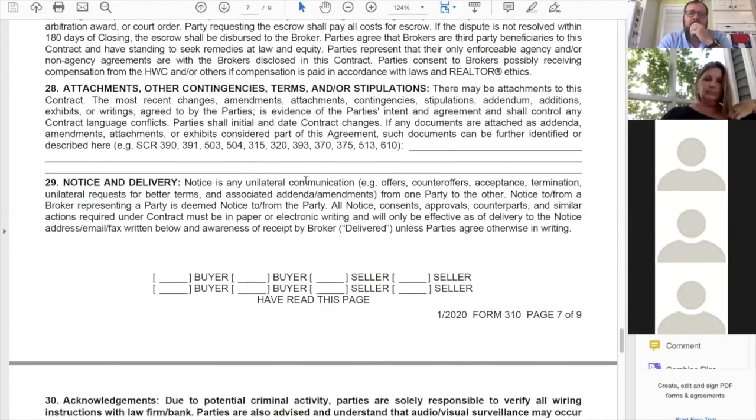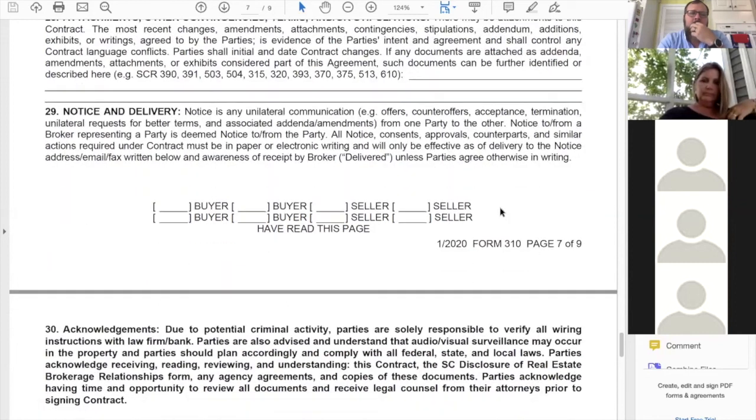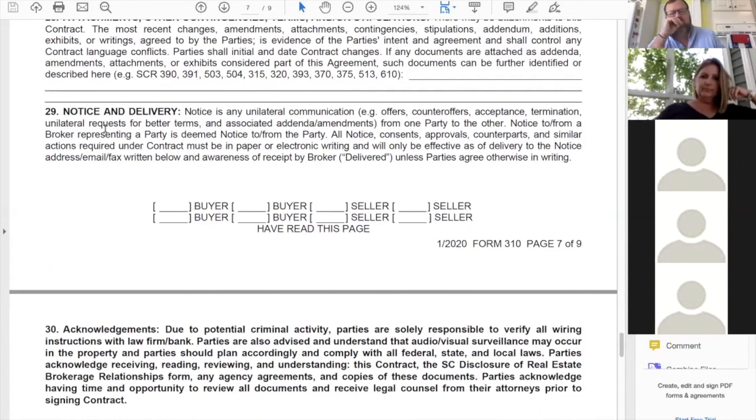Notice is any unilateral communication, offers, counteroffers, acceptance from one party to another. Basically, notice and delivery will be given to the phone number and email that is stated on the last page of the contract. So if you want your email delivered to the right email address for notices, you want to put the same email on the last page.